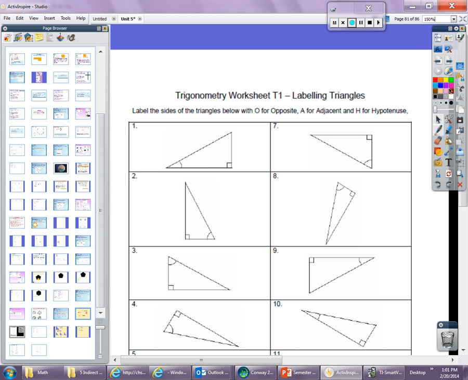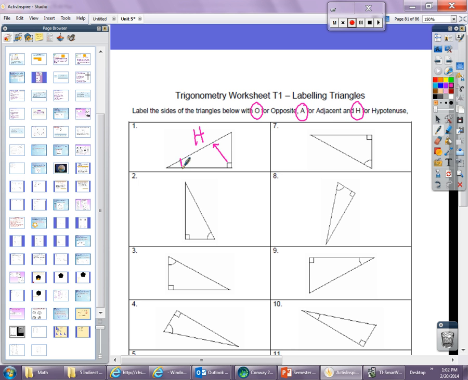Alright, so on your worksheet here, you are labeling opposite using O for opposite, using A for adjacent, and using H for hypotenuse. So here's my right angle. I'm going to look across from my right angle. That's always going to be the hypotenuse.